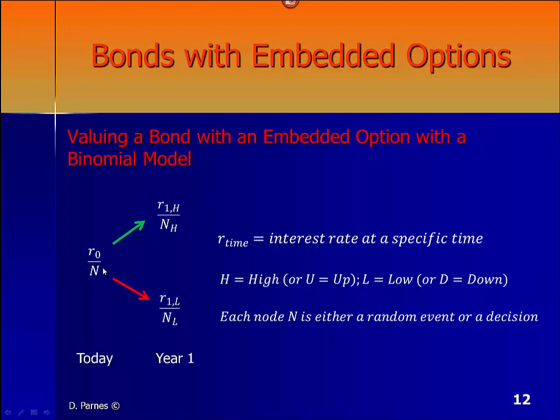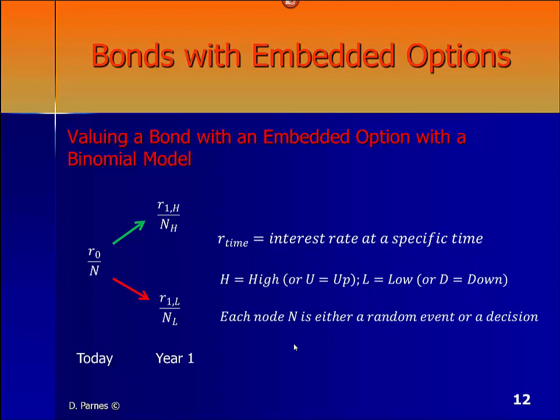At each and every node, n represents here a node, you need to understand that for options, for bonds with embedded options, each and every node can represent either an event or a decision. A random event means that those are things that are out of our control. For example, the Federal Reserve will increase the interest rate or decrease the interest rate. But a decision, this is the point that the options will take place into account.